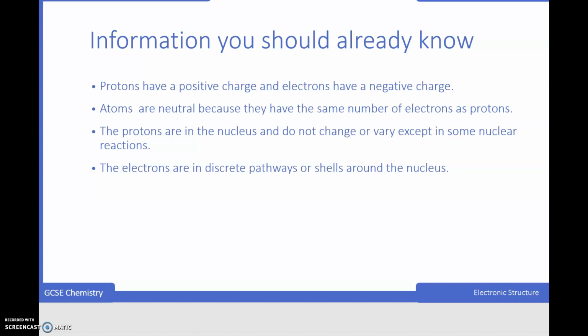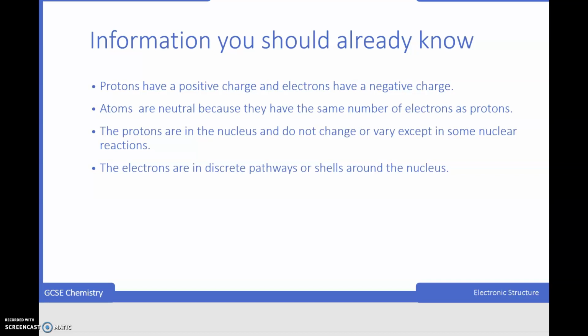Today's video we will be looking at exploring the arrangement of electrons in atoms, focusing on different elements, and learn how to draw the structures and write the standard electronic configuration. Before we do that, it's very important that you know the following points.